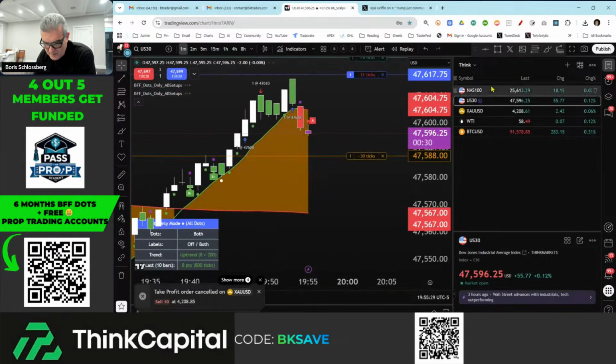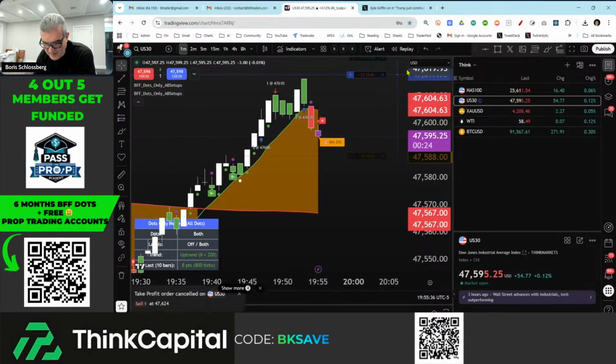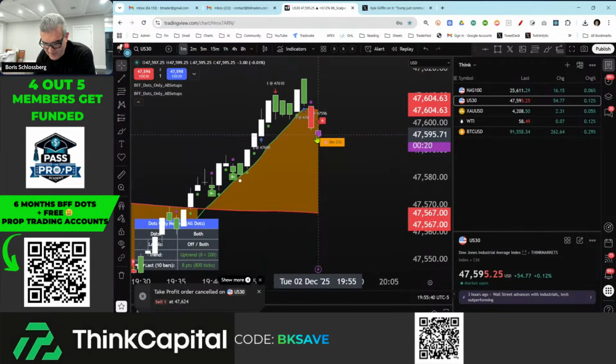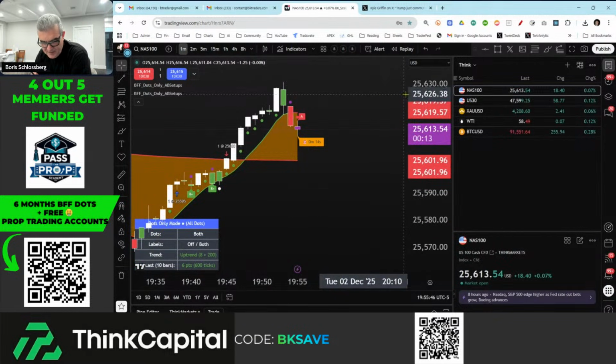Let's see what US 30 is. US 30, I'm going to get out of this trade because this looks to me like it's coming down. It's a corrective trade. If this holds as a purple candle, we're going to go short the other way because it's sending us a short signal. Same thing on NAS.